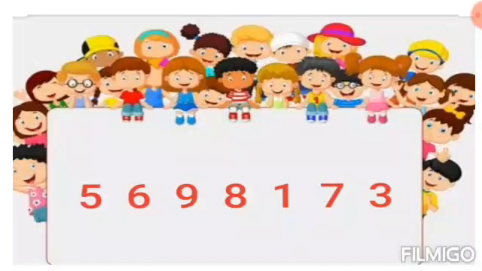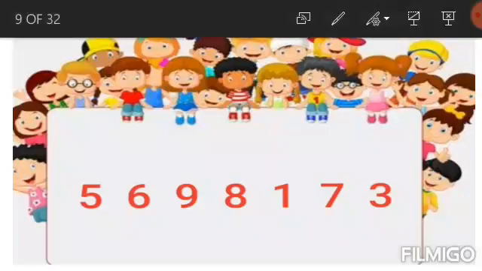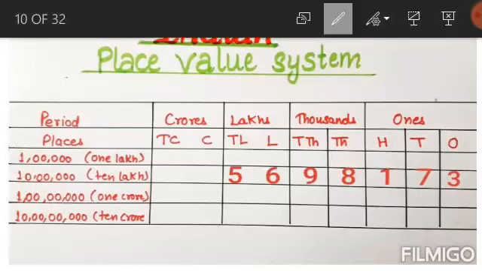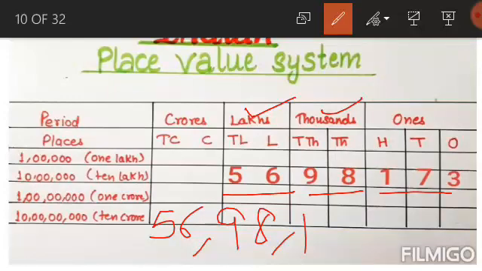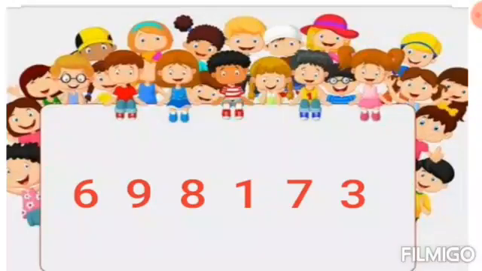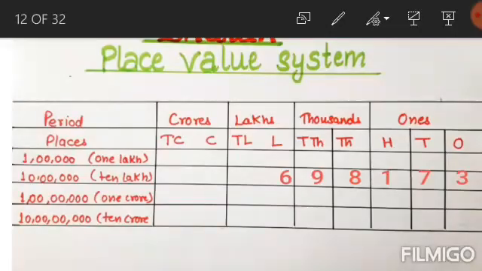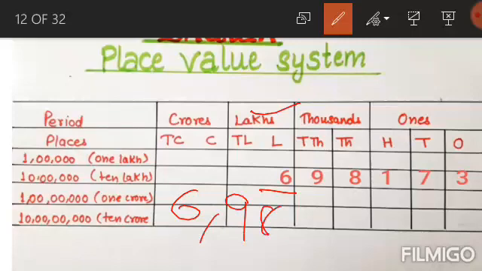Come to the next one. Here 7 digits are given. Again we arrange them into the table. After arranging it, we can read it as 56 lakh, 98,173. Next one, 6 digits are given. After arranging the digits, we read it as 6 lakh, 98,173.